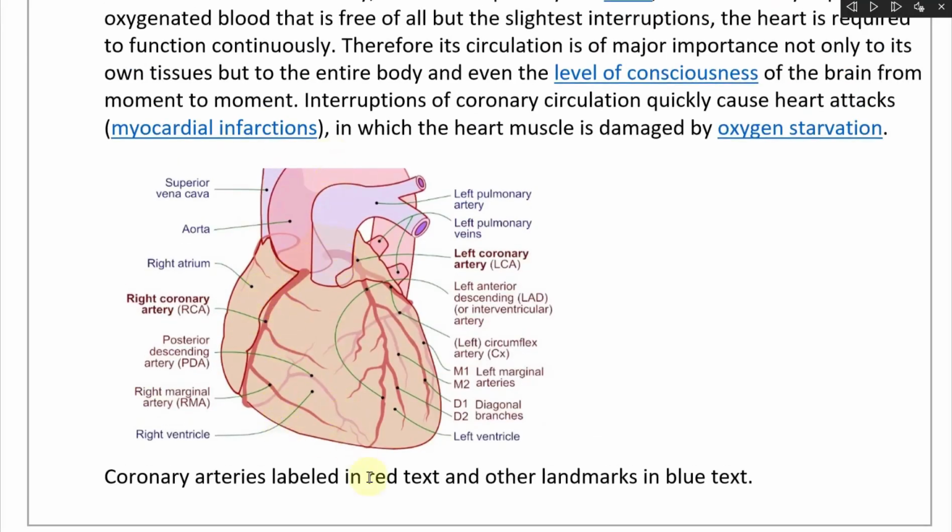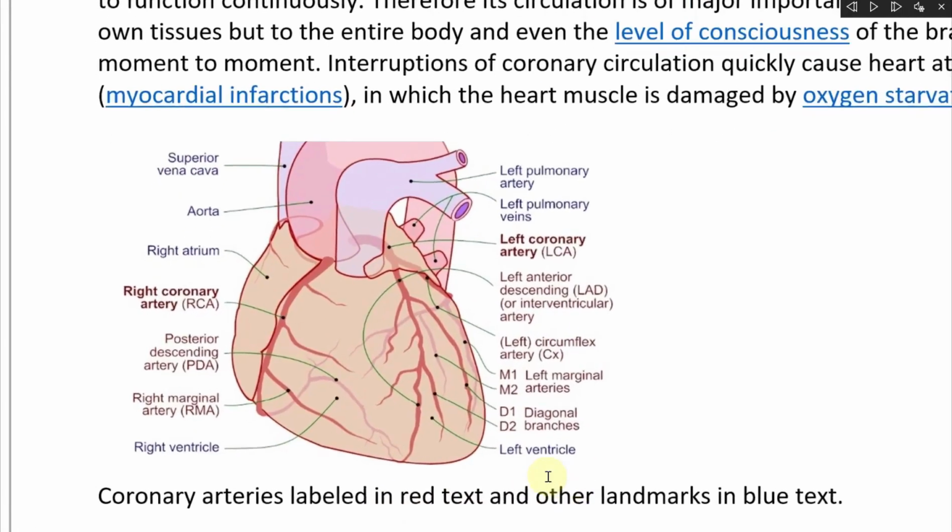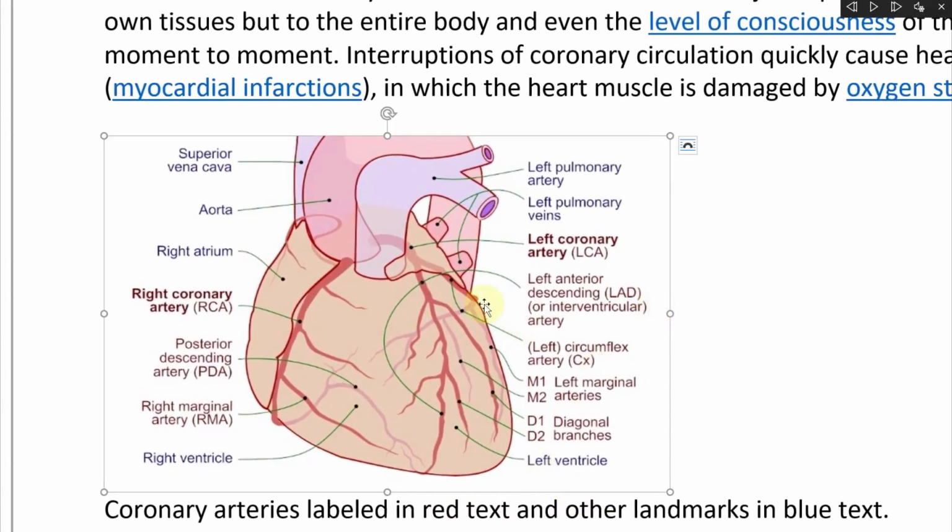Coronary arteries are labeled in red text, and the other landmarks in blue text. Here are the coronary arteries. This is the right atrium, and the left atrium is somewhere over here. Notice the connection here is the aorta, which the heart pumps out, but it also connects right here into the right coronary artery, RCA.